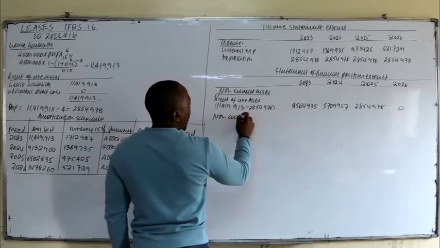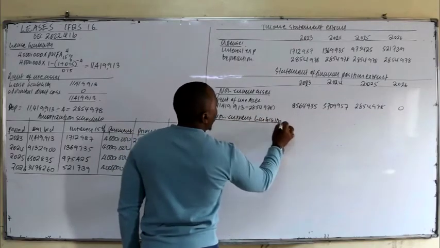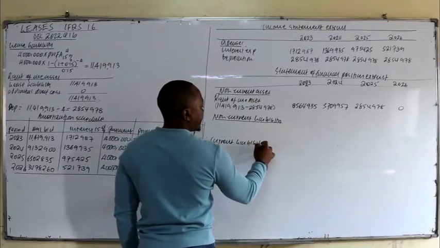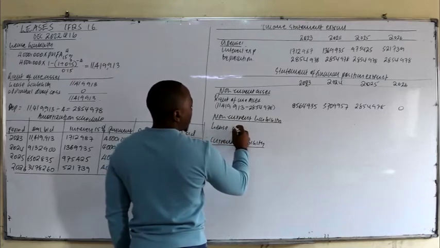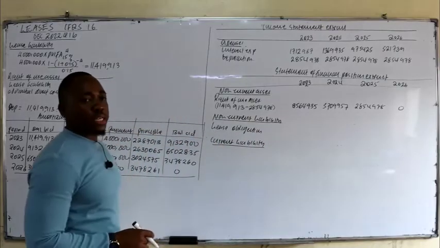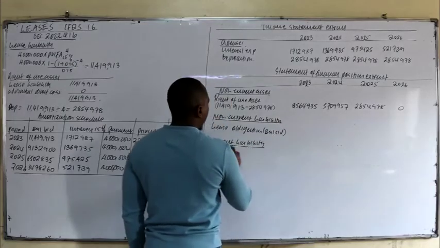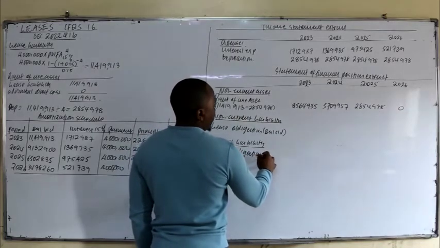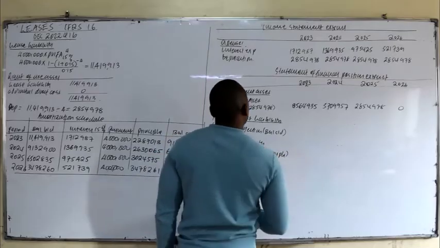And then we have the non-current liabilities and the current liability. So here we have a lease obligation. Now you see that for the non-current liability, what do we take? Balance carried down. Also you have lease obligation. For the current liability, you take the principal. So you start with the balance carried down.